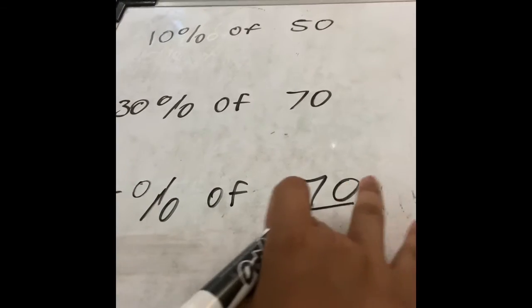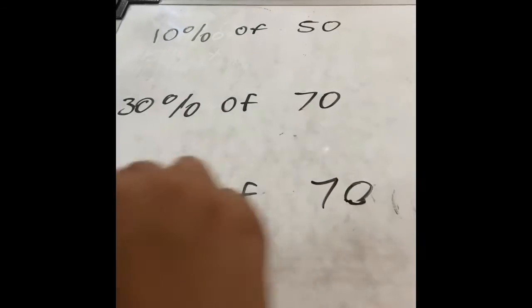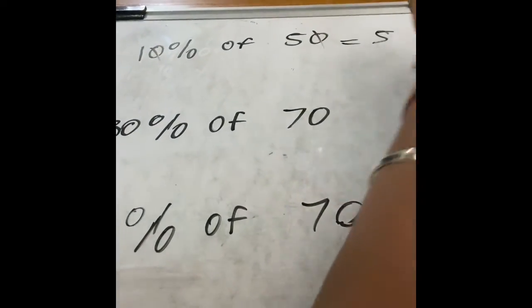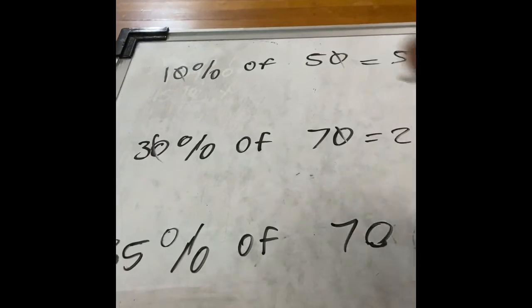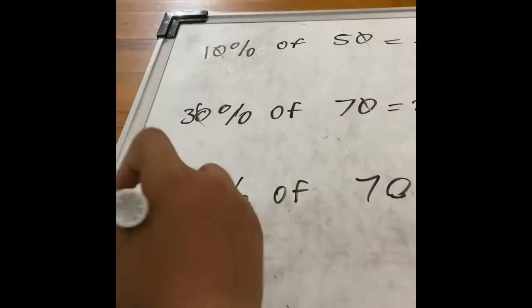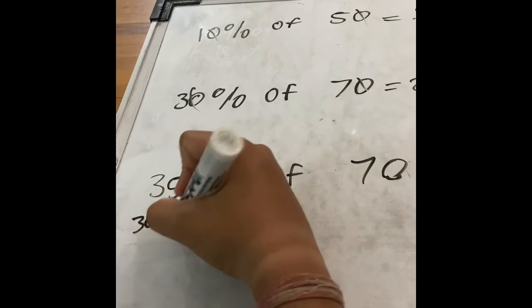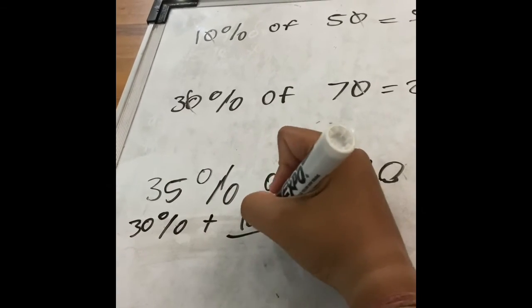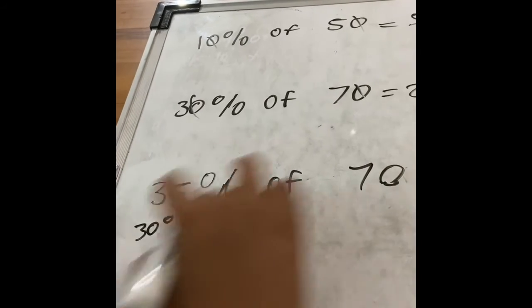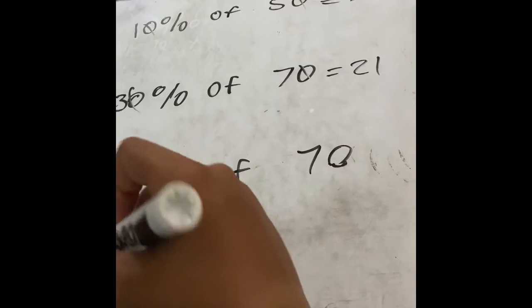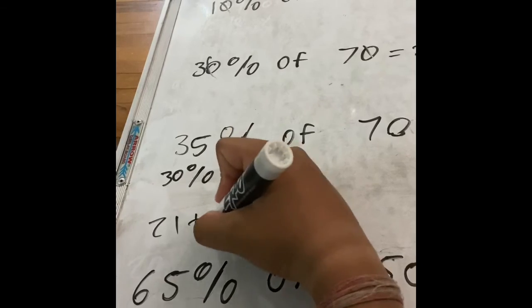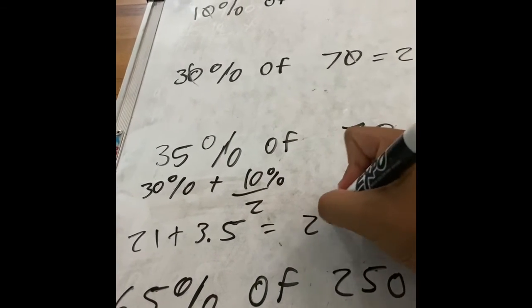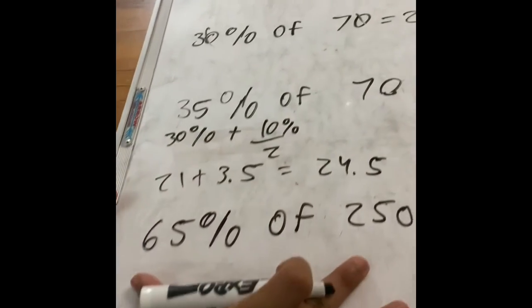So as I've already said, when you're doing percentage problems, you're always dividing by 100. So just remove 2 zeros and multiply, and you're left with 5. Same for this. Remove 2 zeros, multiply, and you're left with 21. Now, for this one, we can solve this question as 30% plus 10% divided by 2. 30% we have already solved, and it's 21. So what is 10% of 70? That is 7. Divided by 2 is 3.5, and we get 24.5.